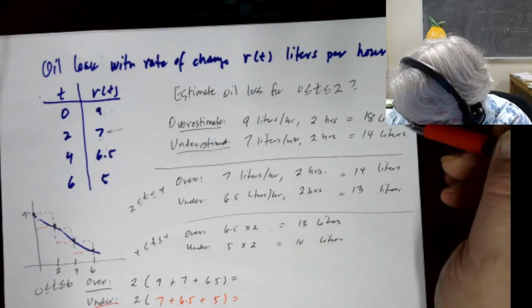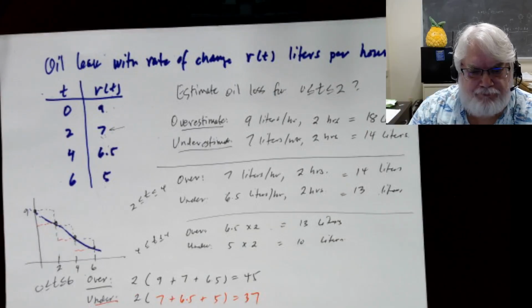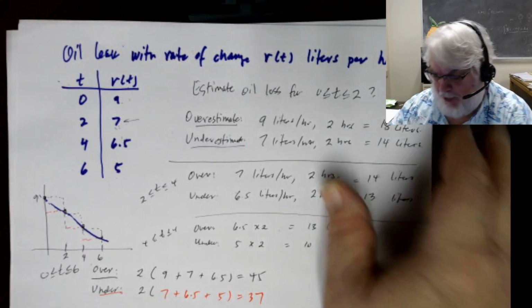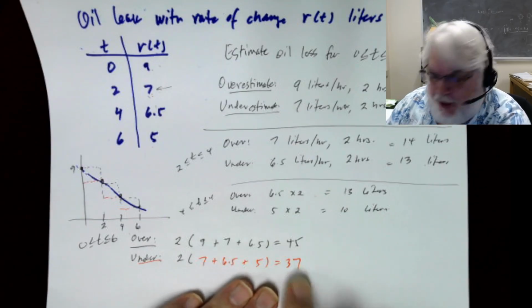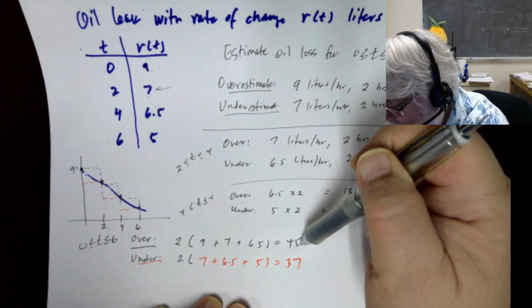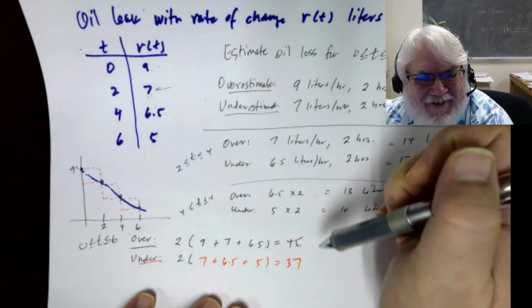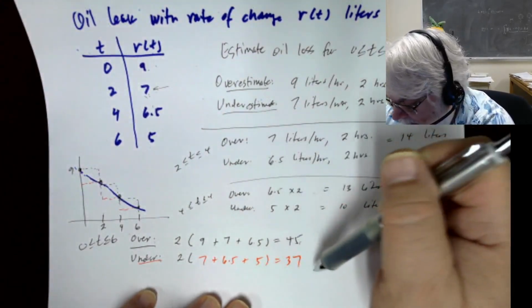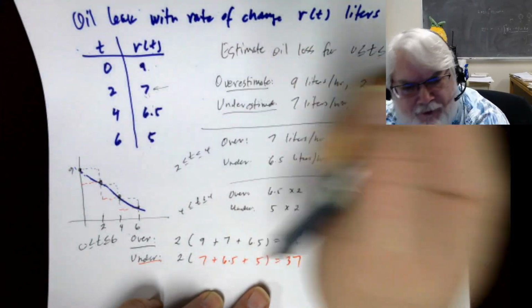So then what are we getting for our overestimate? Hang on one sec. All right, so now we can see what our estimates are here. Whoops. Sorry about that. I ran off the end of the page. So using the overestimates, we get that we lost 45 liters of oil. Let's see if I can say that again. We lost 45 liters of oil over the 6 hours of time, and then our underestimate would be 37 liters of oil over the 6 hours.